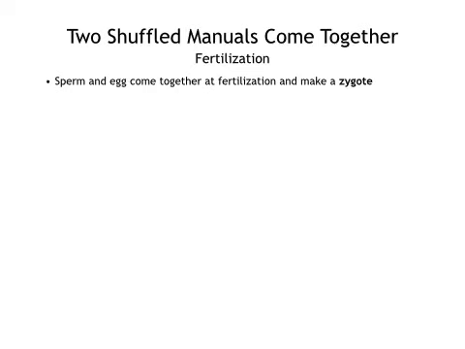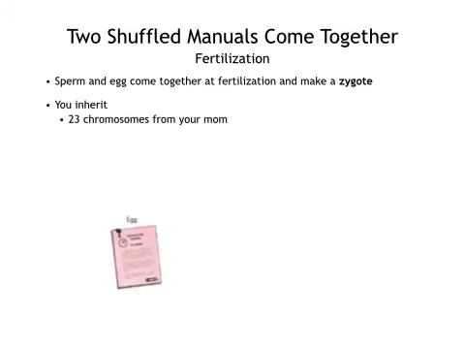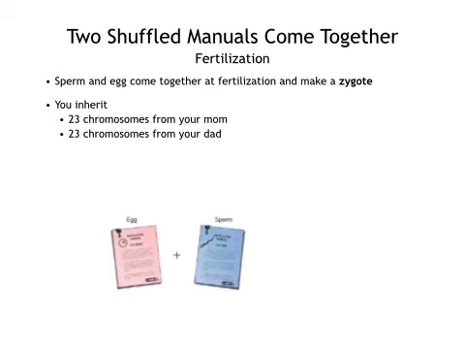So now let's look at how these two shuffled manuals can come together and make a diploid zygote. So you inherit 23 chromosomes or pages of the instruction manual from your mom and 23 chromosomes from your dad. So basically they're the same chromosomes. They're chromosomes 1 through 23. They're the same pages of the instruction manual, but they might have some different words here and there. They might have different versions of the same genes, right?